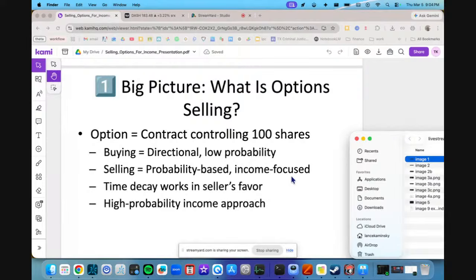You sell an option and buy an option as well, or buy debit spreads. But we're going to just focus on straight selling one option. Now, time decay does work in your seller's favor.